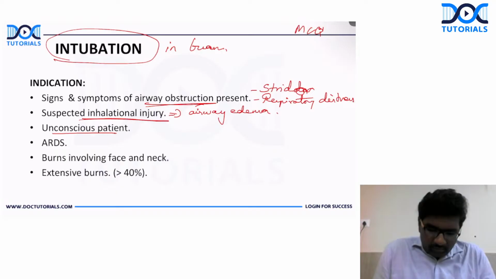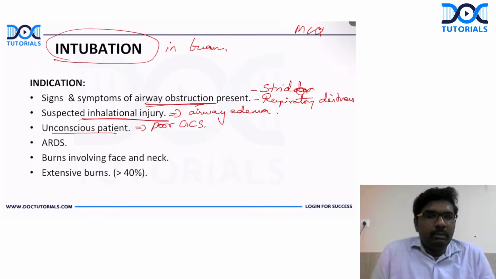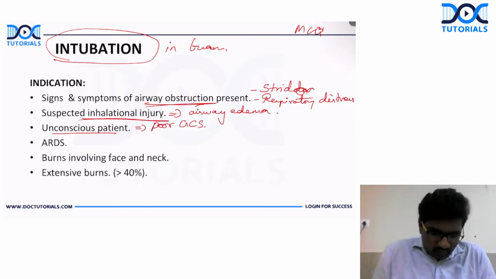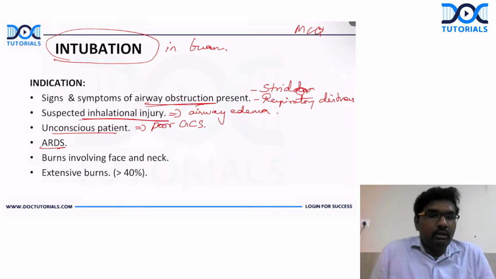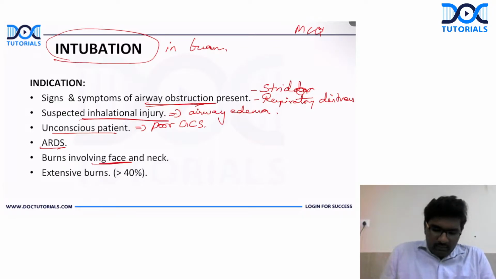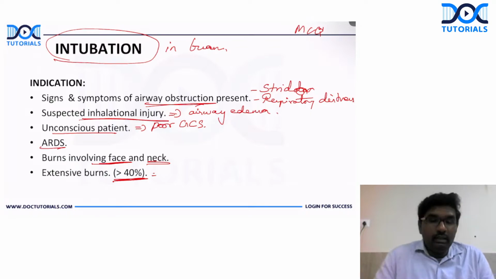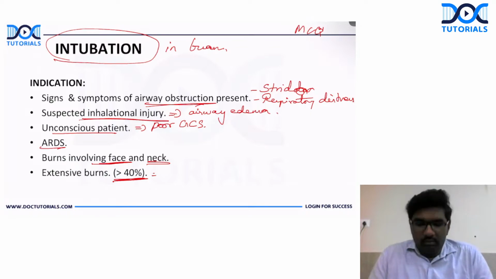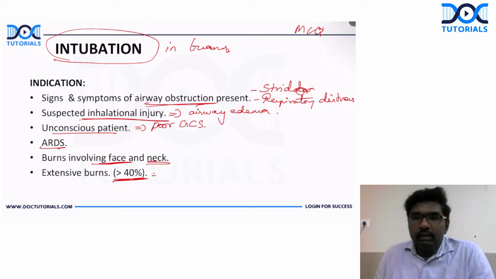And of course, an unconscious patient with a poor GCS. And acute respiratory distress syndrome. A patient presenting with ARDS, and burns involving the face and neck need intubation. And extensive burns of more than 40% may need intubation. So these are all the indications for intubation in burns.